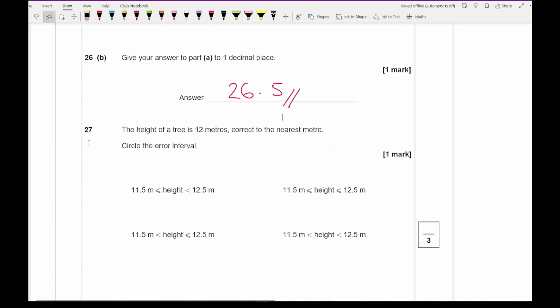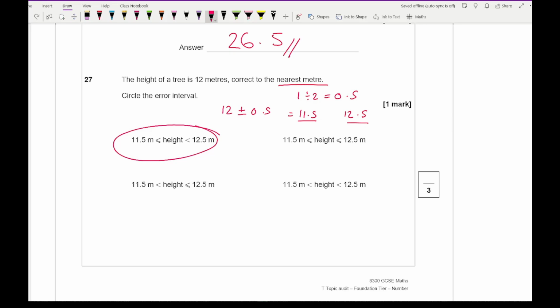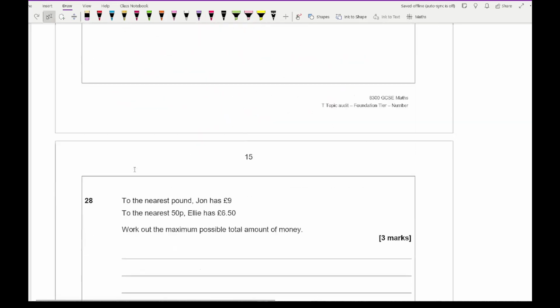Then for question 27, it says the height of a tree is 12 meters, correct to the nearest meter. Circle the error interval. Now the nearest meter, well, that's 1. So if I divide that by 2, that gives me 0.5. So what I want to do is 12 plus or minus 0.5, which is 11.5 and 12.5. Now it can equal this one, but it can't equal this one. So the correct answer I need to circle is going to be the first response.